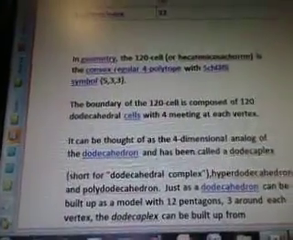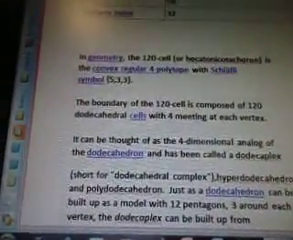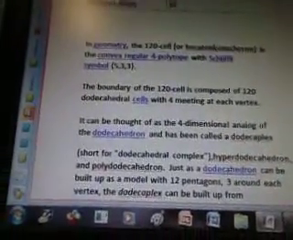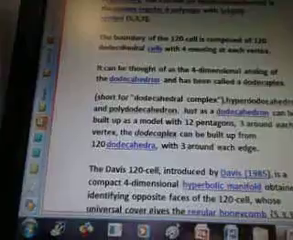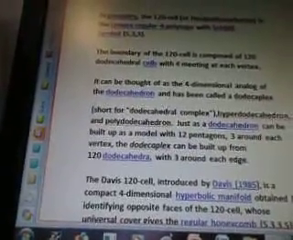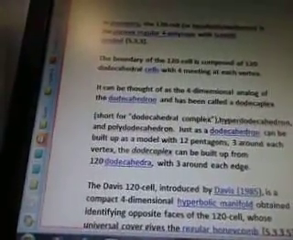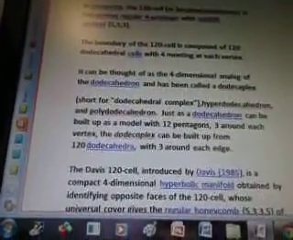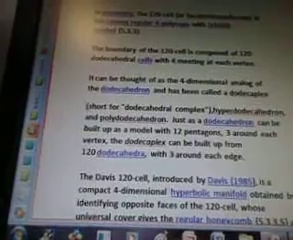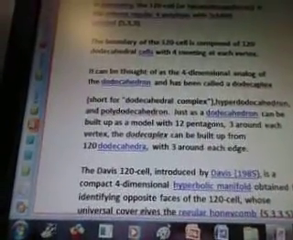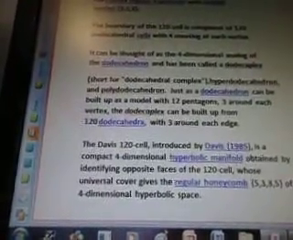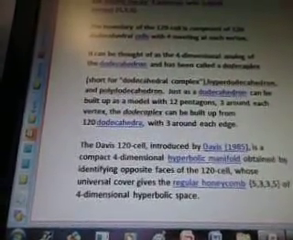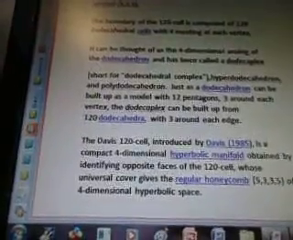The boundary of the 120 cell is composed of 120 dodecahedral cells with 4 meeting at each vertex. It can be thought of as the four-dimensional analog of the dodecahedron and has been called a dodecaplex, short for dodecahedral complex, hyperdodecahedron and polydodecahedron. Just as a dodecahedron can be built up as a model with 12 pentagons, 3 around each vertex, the dodecaplex can be built up from 120 dodecahedra with 3 around each edge.